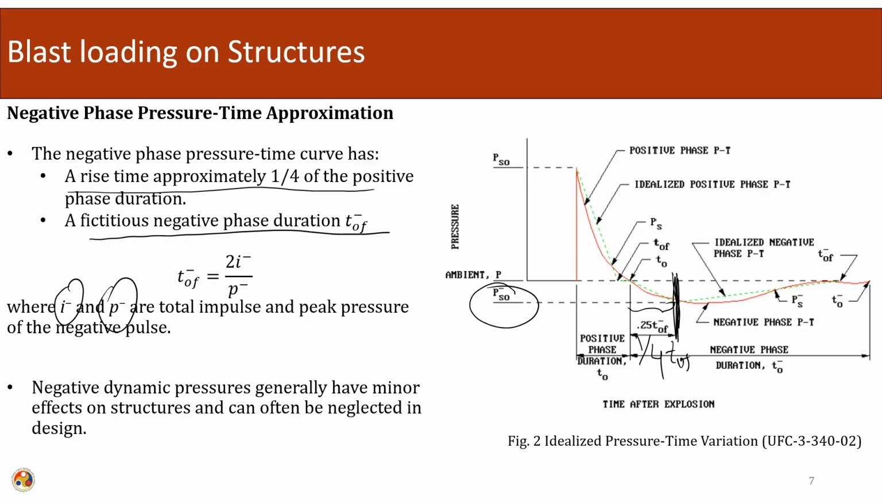The negative dynamic pressure generally has a minor effect on the structure and can often be neglected in the design. The same treatment is done to derive the equivalent triangular curve. From here to here we take 1/4, and from here we calculate the T of total.